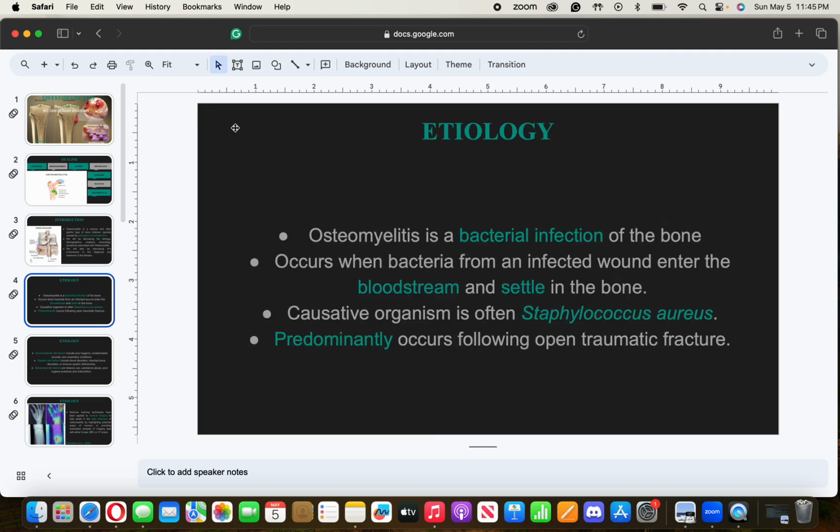So, essentially, osteomyelitis enters through the bloodstream, right? The infection occurs through there, settles within the bone, and it's typically caused by Staphylococcus aureus, and it predominantly occurs following a traumatic fracture.